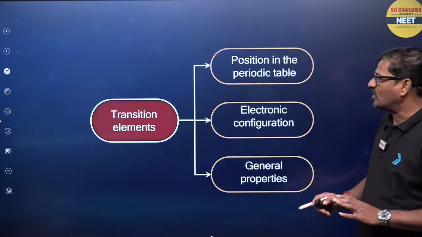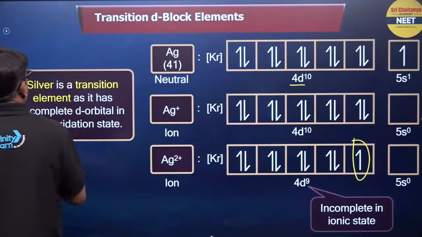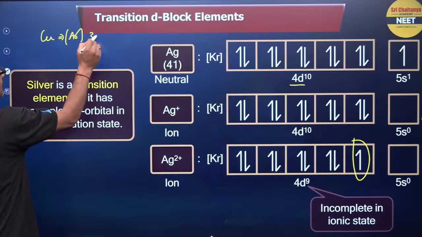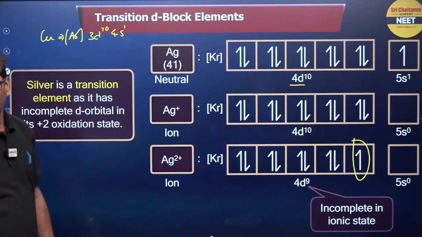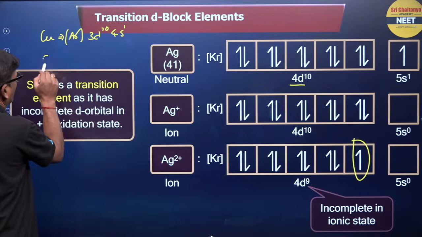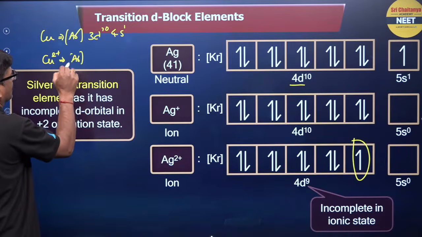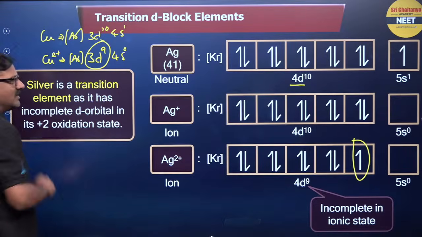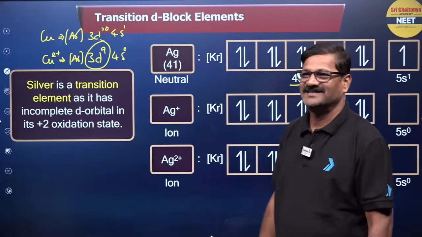So let us talk about the transition elements. Let us go back here. If you talk about copper, you are going to get argon 3d10 4s1, copper's different configuration, an exceptional configuration. Copper 2+ is a stable configuration, argon 3d9 4s0, so 3d9 is an incompletely filled shell, right?